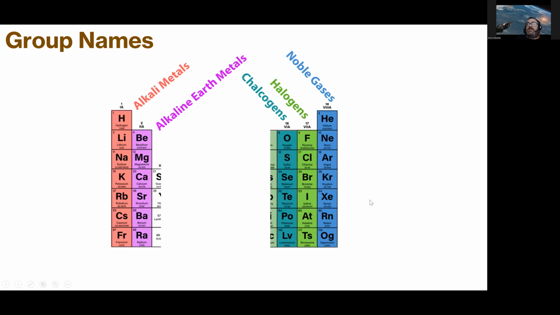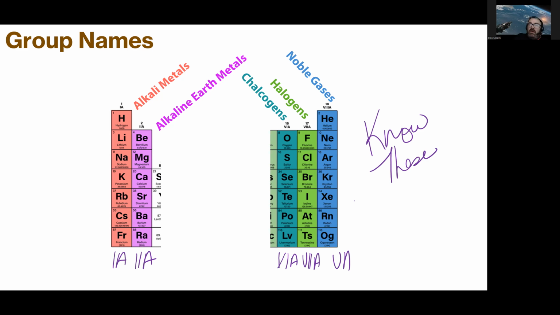But these five are still in use today, and we're going to be using them and thinking about them a lot, especially when we start talking about the chemistry of these things. We can say, well, halogens do this and alkali metals do that, and we're going to do a lab about alkaline earth metals and all this stuff. So we need to know what those names are. So know these. In case you can't see them, this is 1A, 2A, 6A, 7A, and 8A.